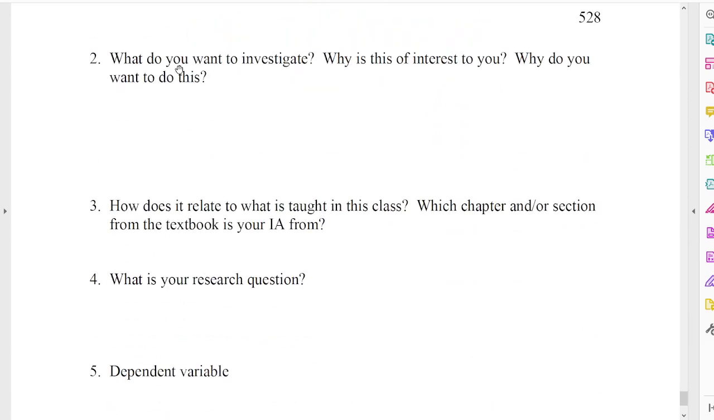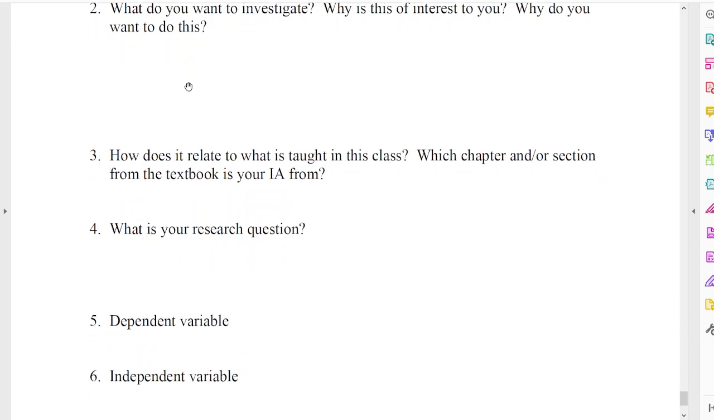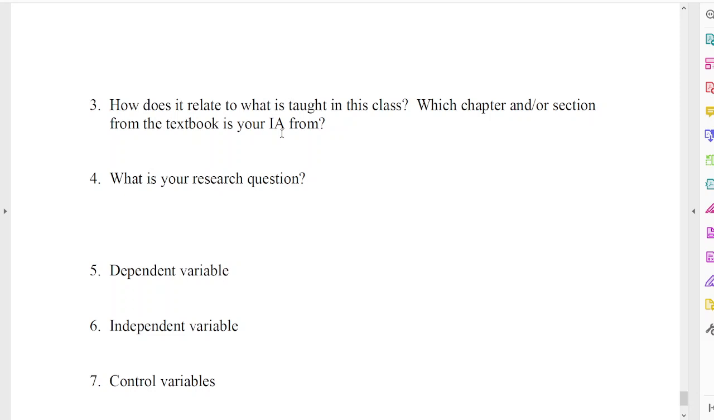Okay, so ask yourself this question. What do you want to investigate? Why is this of interest to you? Why do you want to do this? This will help you in your introduction. Question 3, how does it relate to what is taught in this class? Which chapter or section is it from? You should know this because you're going to have to write down background information in your introduction.